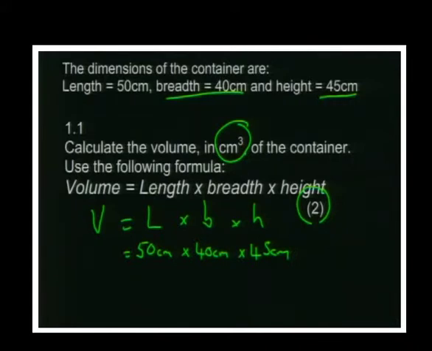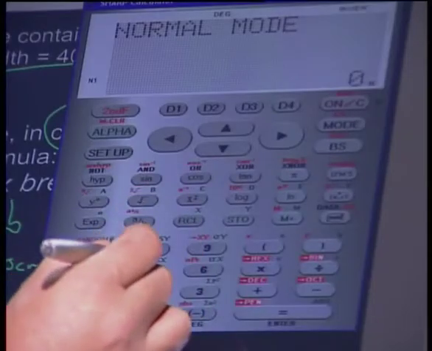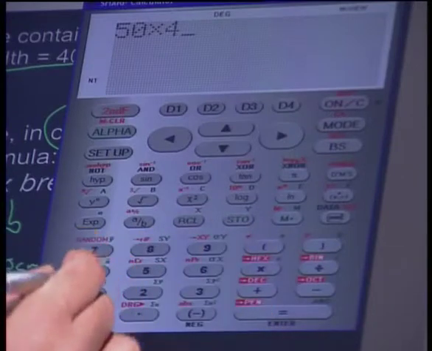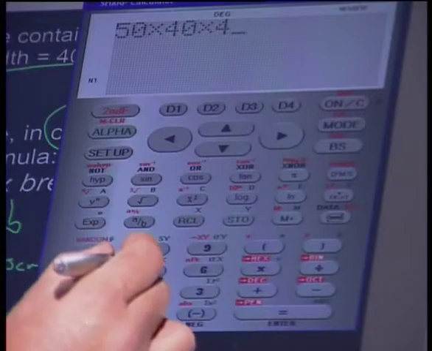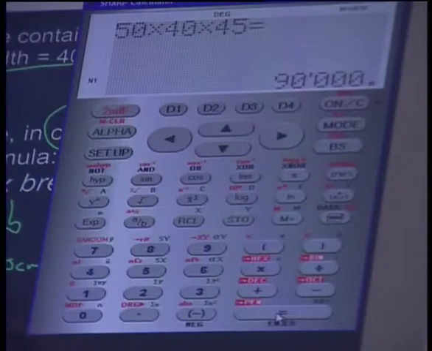So now we're going to zip up our calculator, and I'm going to say 50 multiplied by 40 multiplied by, and my height was 45 centimeters. And my answer then is 90,000.